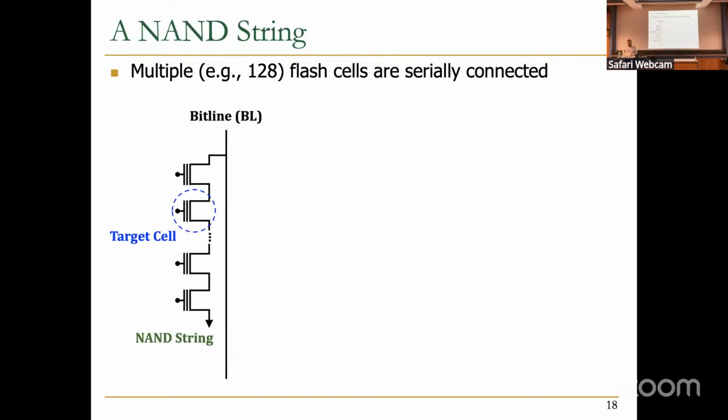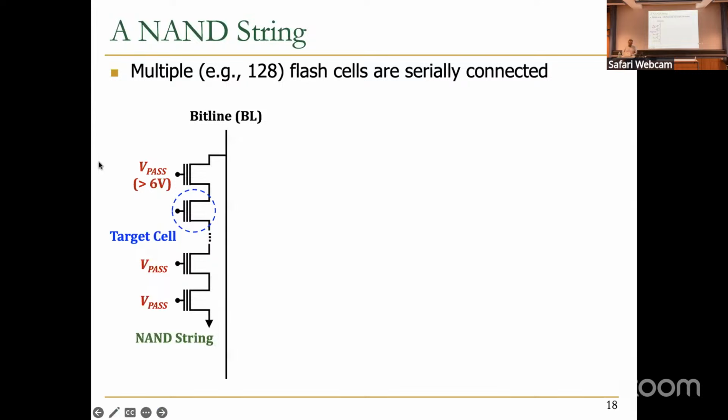Okay, so we have this NAND string, and you're going to have a target cell that you want to read and write. In order to make sure that that's your target cell, you need to make sure that other cells don't interfere with your procedure. So that's why people apply VPass, which is large enough to turn those transistors on, regardless of programming or not programming.